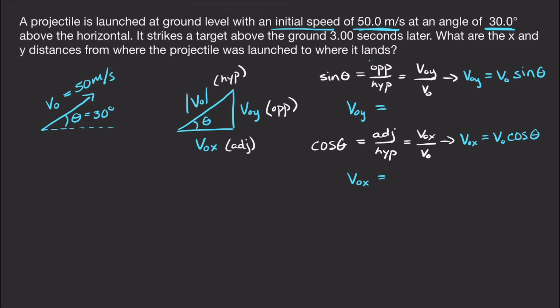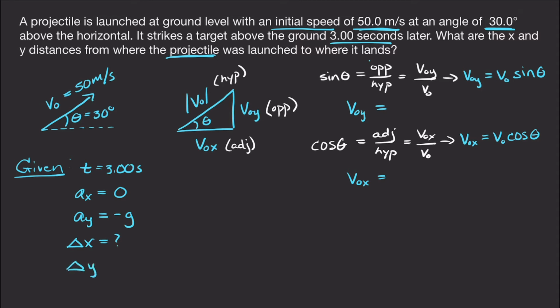So now I'm going to write down the rest of what I'm given, or what I know about the problem. So it gives me a time of 3 seconds, so time equals 3.00 seconds. And since this is an object that's in projectile motion, okay, it even tells me it is a projectile, I'm going to write down my accelerations because I always know that these are true. So I always want to write these down. Okay? And it's asking me for my x and y distances, so it wants me to find delta x and delta y. Okay, so this is what we want.